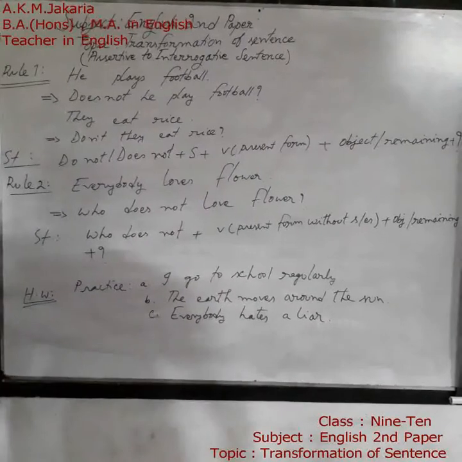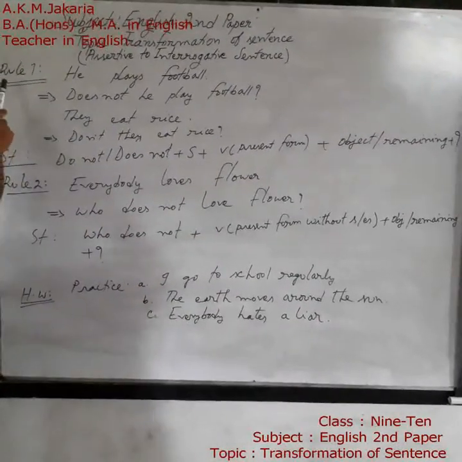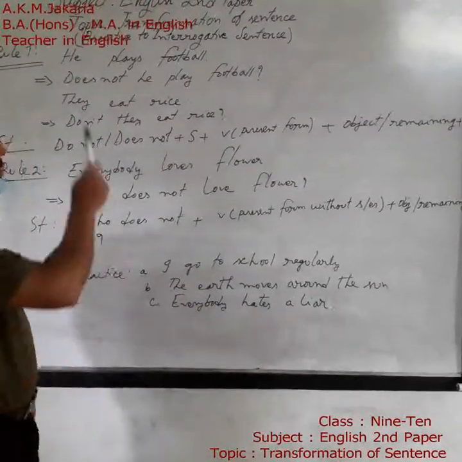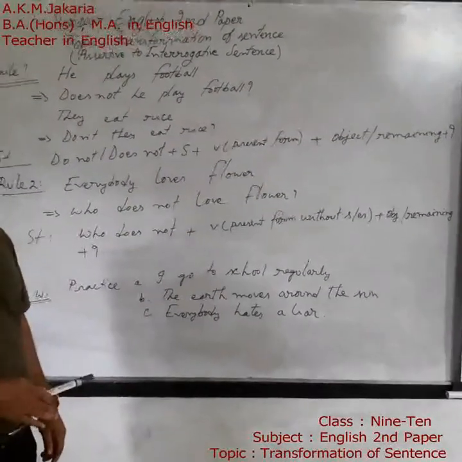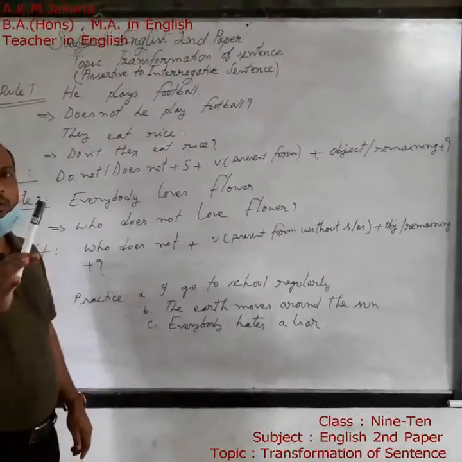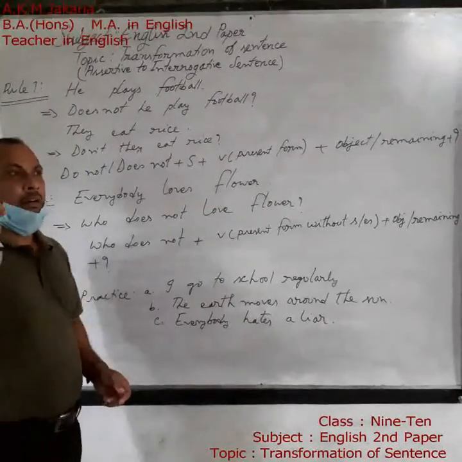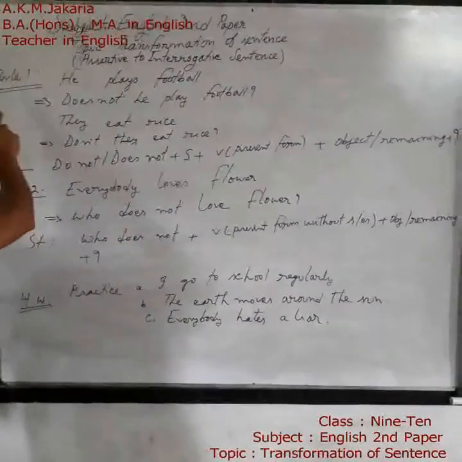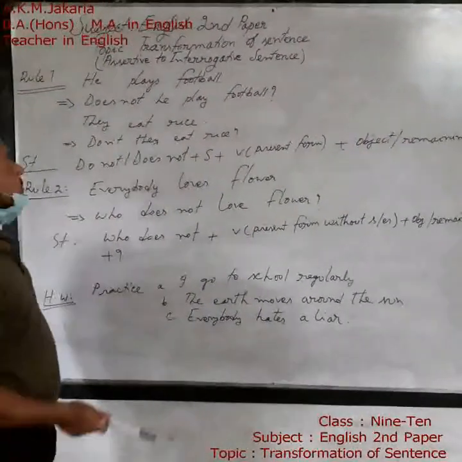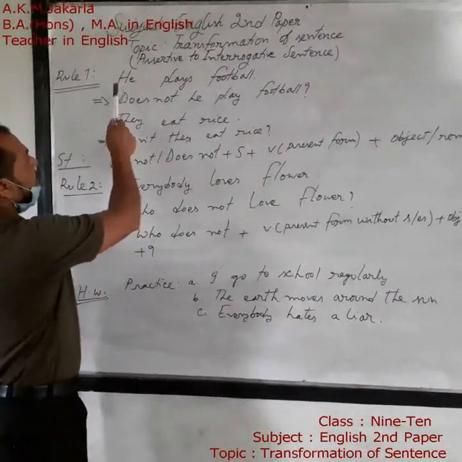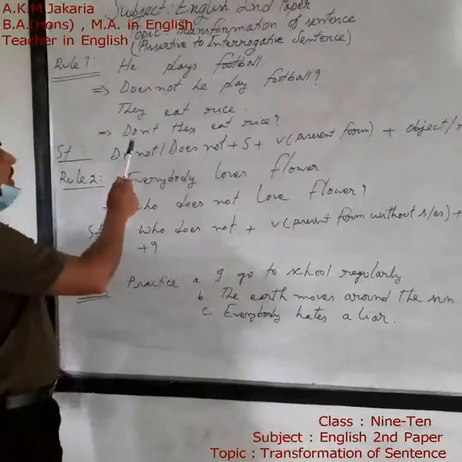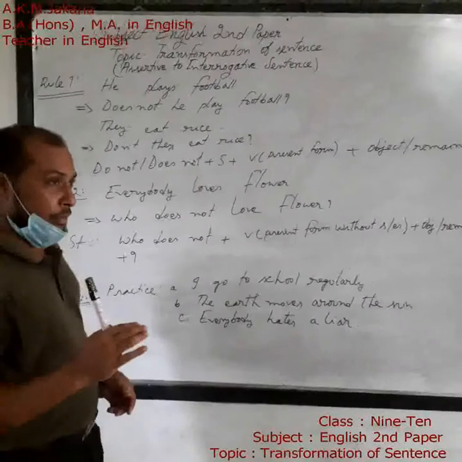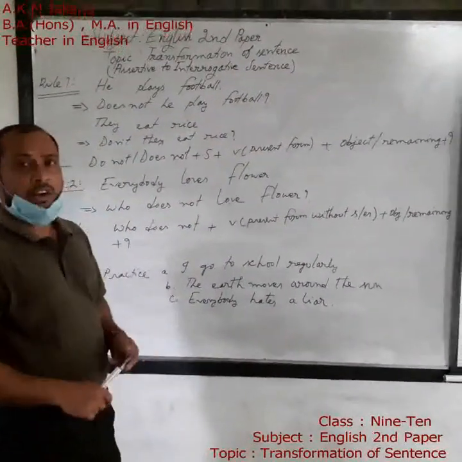So, let's first see the first rule. I think if you follow this before beginning our lecture, you can observe many unknown things. You can write, you can understand very easily. Here, under rule 1, we see two examples. The first example, he plays football. Second example, they eat rice. So how can we change these into interrogative without changing meaning?